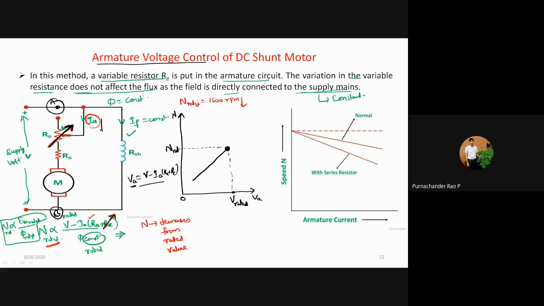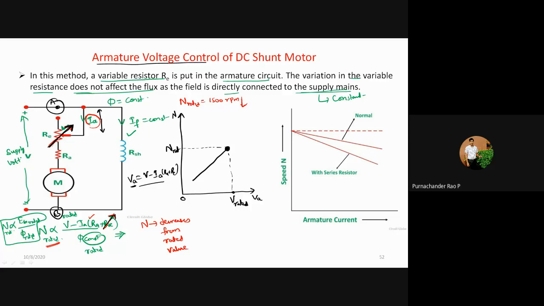IA always decreases. Am I right? And if you reduce that value, then your IA will be increased. If the resistance is reduced, IA will be increased. And whenever you increase the current, always the speed of a motor gets reduced. That's what we have discussed for the speed and armature current characteristics.